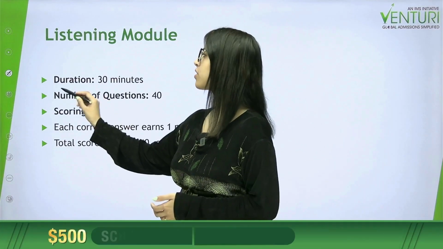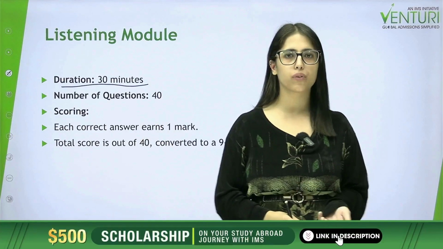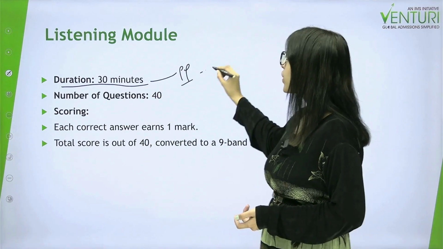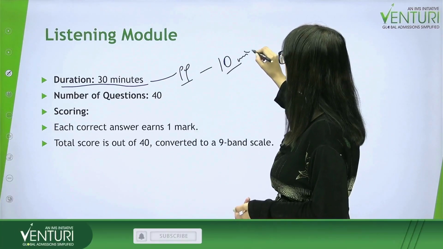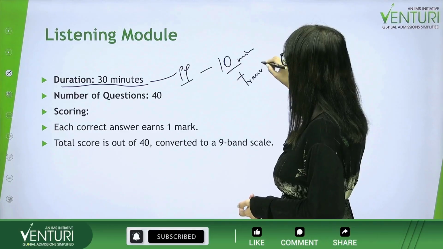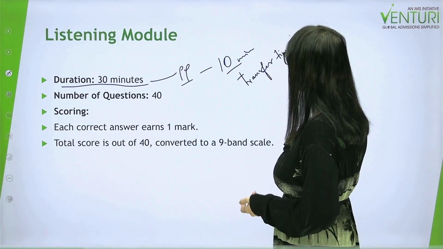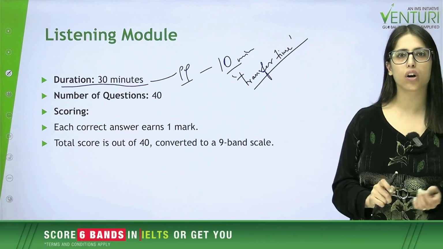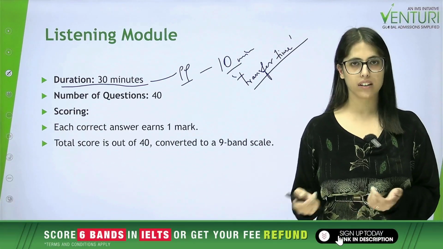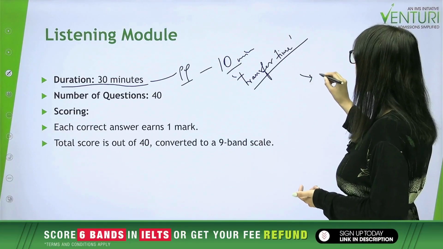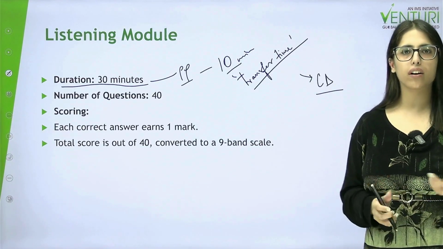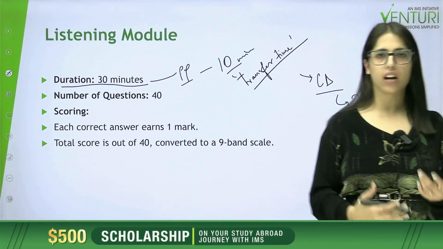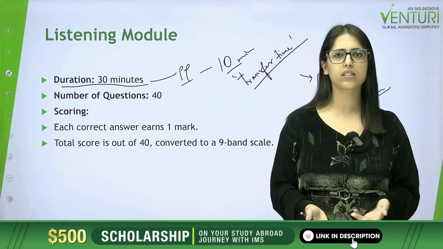Now let's see what is the duration for this particular module. So you get a 30 minute window to do this section. If you have opted for pen and paper, you get 10 extra minutes as transfer time to transfer your answers from your question paper, where you have jotted them down in rough, to your OMR sheet in fair, okay? Now, if you have opted for the computer-delivered IELTS, you do not get this 10 minute window, but you get 2 minutes to go back to your questions and answers, spell check and see if you have made any errors and rectify them.